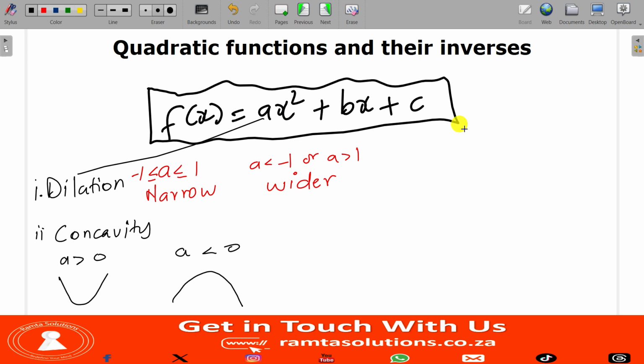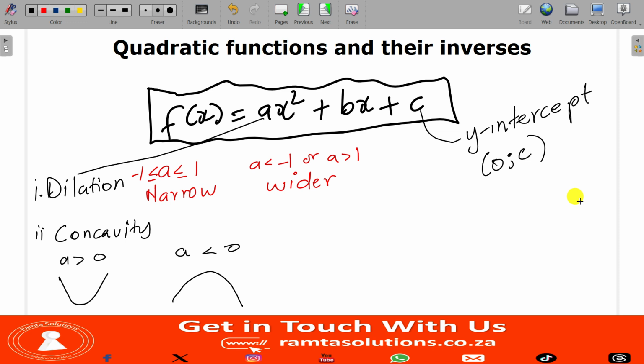But this c, we're going to talk about it. This c is what we call the y-intercept. It is a constant, as you can see. This is where the graph cuts the y-axis. So the y-intercept will have the coordinates (0, c).